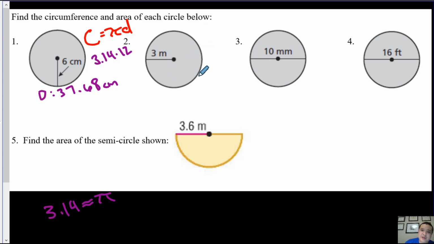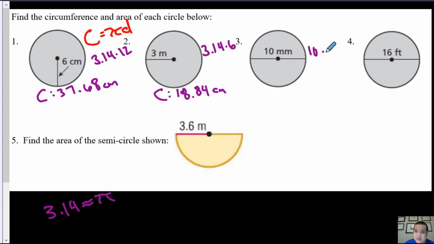Here again, we're not given the diameter, but we can figure out what the diameter is by doubling the radius. And the radius is 3, so the diameter is 6. So therefore, we're going to do 3.14 times 6. And when we do that, we find that the circumference, I'm saying this all wrong, this should be circumference, the circumference is going to be 18.84 centimeters.